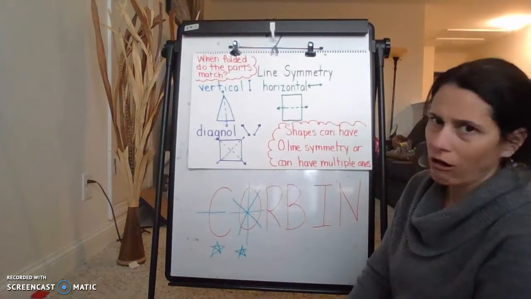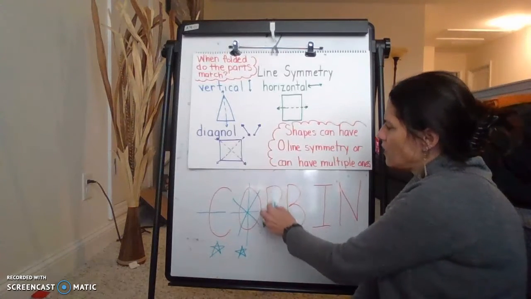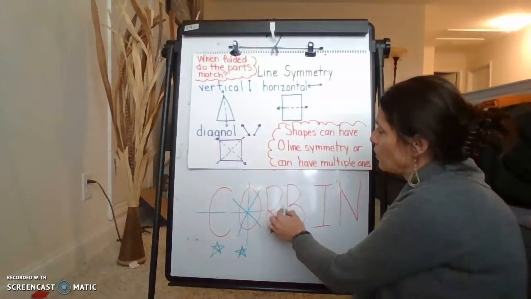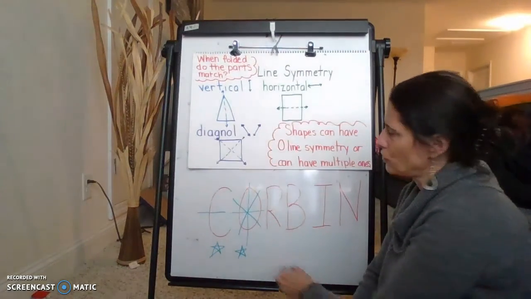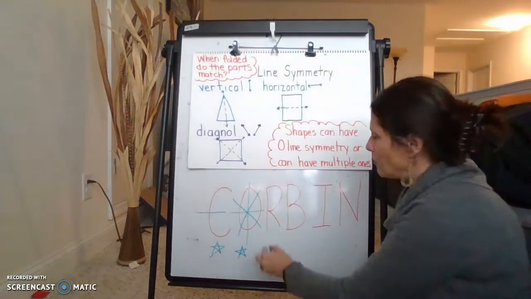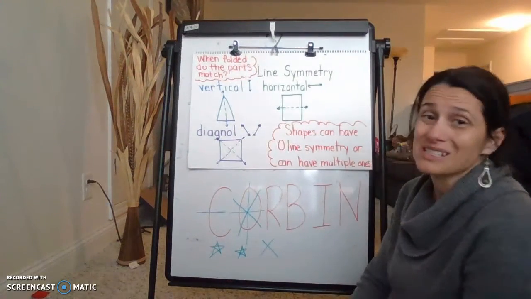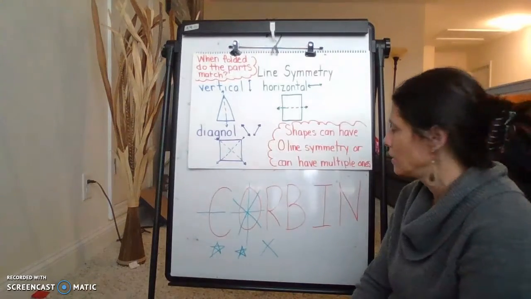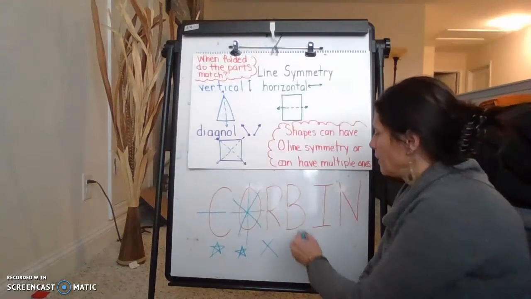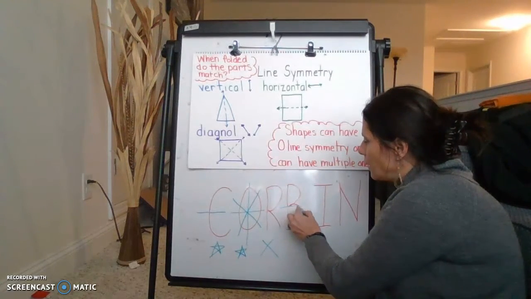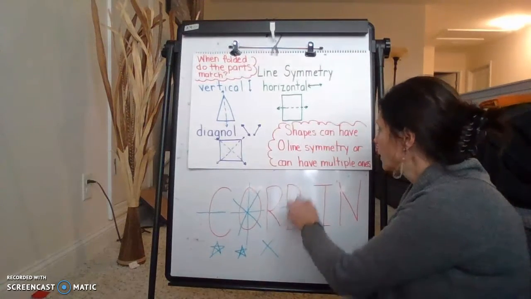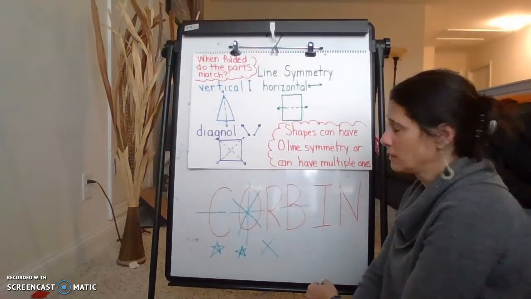Now I'm looking at my R. So my R, if I do vertical, that's not symmetrical. If I do horizontal, that's not symmetrical. If I do diagonals, it's not symmetrical, so I'm going to put an X there. That one does not have a line of symmetry. Now, if Miss Corbin drew her B better, I could have a line of symmetry through the middle. I can't have a vertical, and I can't have diagonals with this one.